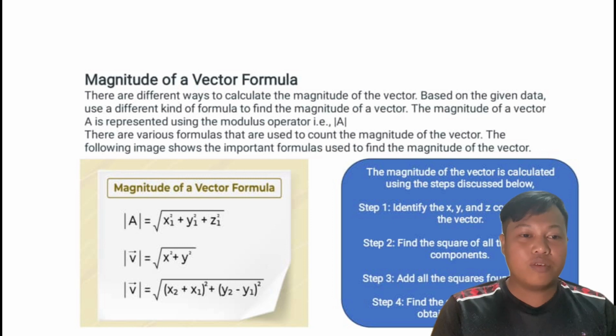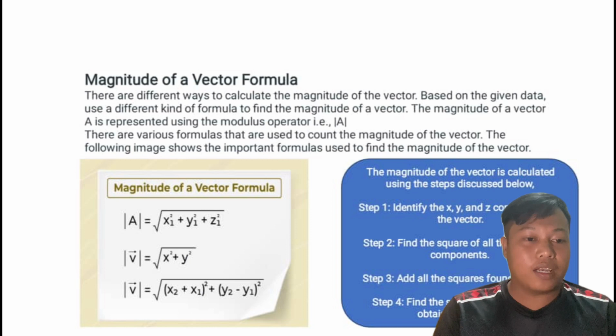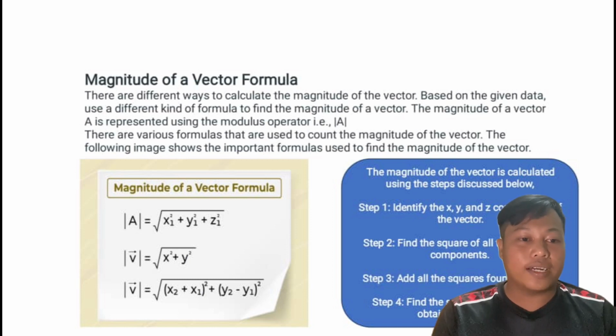Next, the magnitude of a vector formula. There are different ways to calculate the magnitude of the vector. Based on the given data, use a different kind of formula to find the magnitude of a vector. The magnitude of the vector A is represented using the modulus operator. There are various formulas that are used to calculate the magnitude of the vector. The following image shows the important formulas used to find the magnitude of the vector. So that is an example of the magnitude of the vector formula.